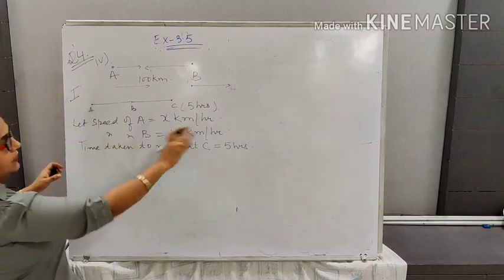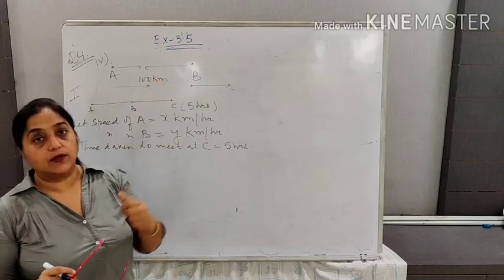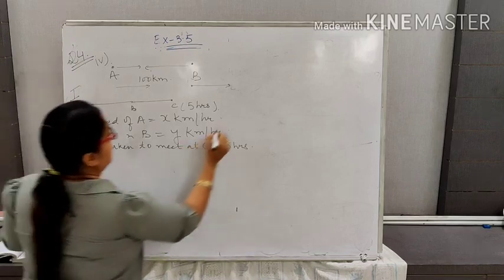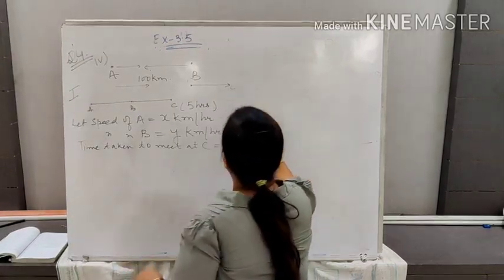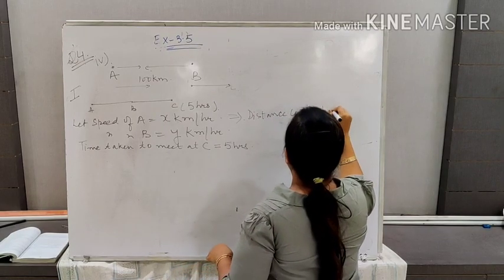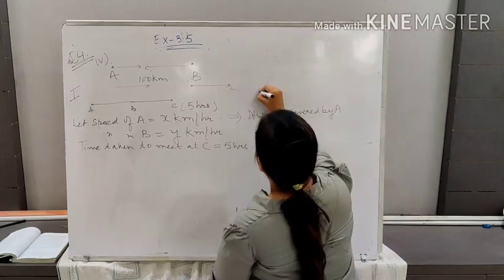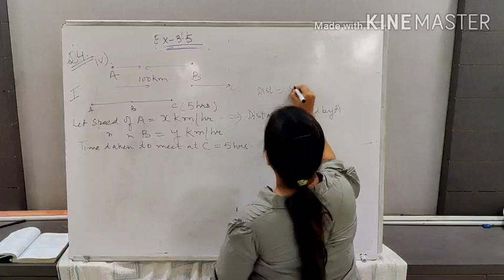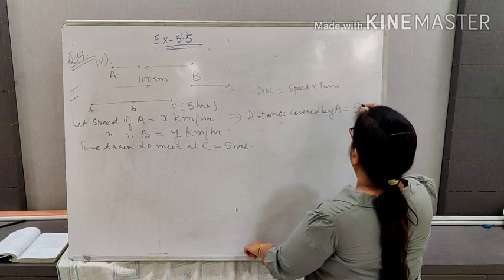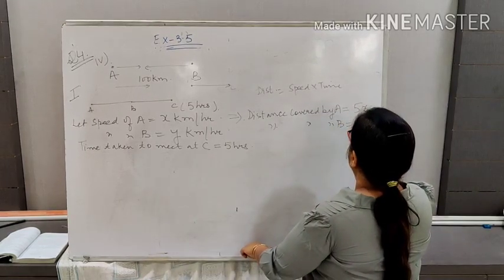Now let us convert all this into distance only. Why? Because the distance between A and B is given to you as 100 kilometers. So let us write here the distance covered by A. What will be the distance covered by A? Please check, what is the formula? Distance is equal to speed into time. So what is the speed? x, and time is 5, so 5x. Similarly, the distance covered by B will be 5y.